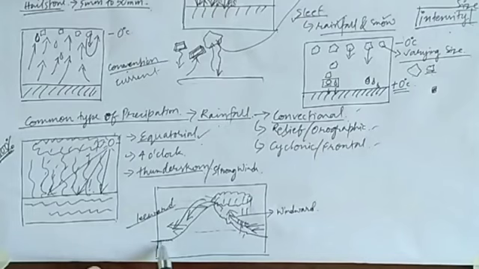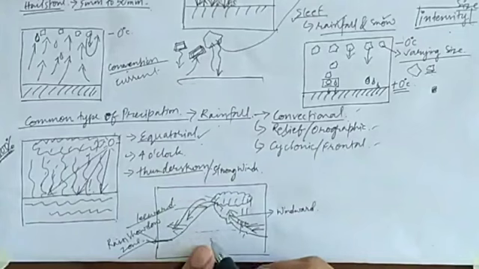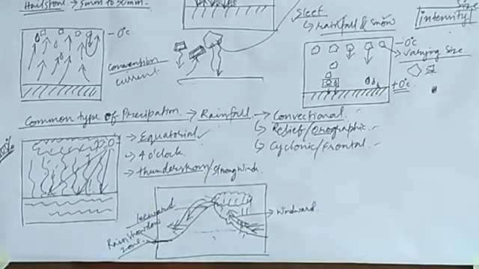And the particular area on the other side of the mountain is termed as the rain shadow zone. Because here we receive very little or no rainfall at all in this zone. So this type of rainfall is caused due to the presence of the relief, so it is known as relief or the orographic rainfall.